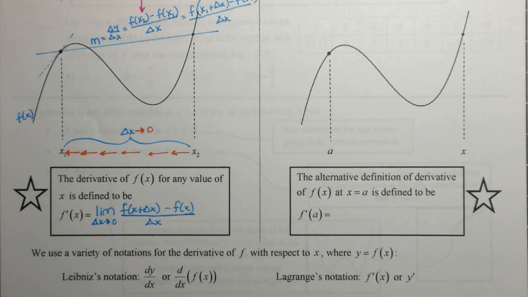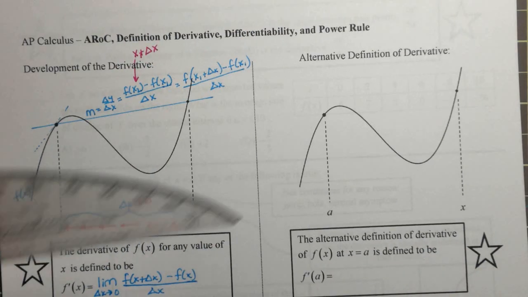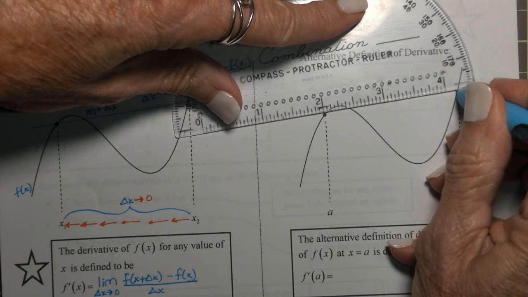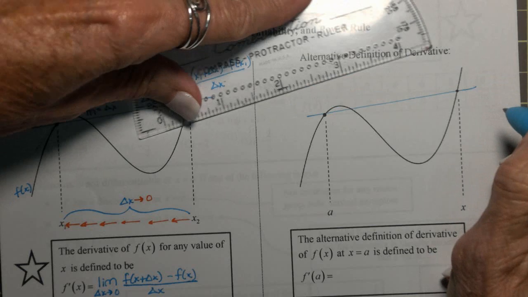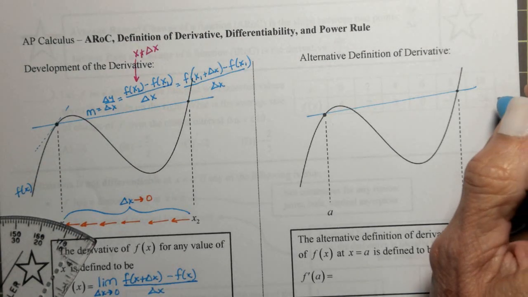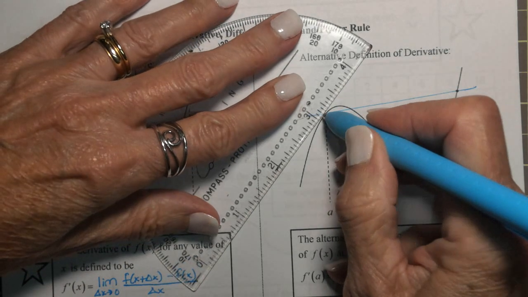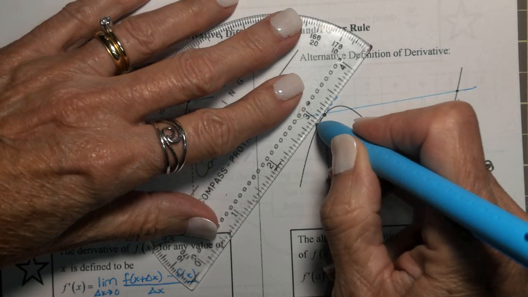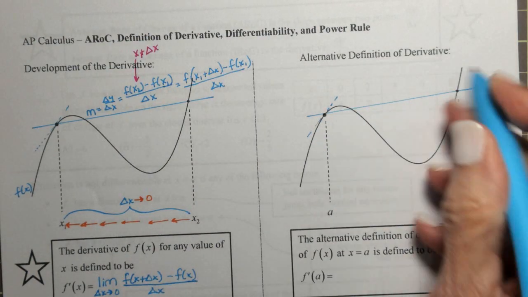All right, now we have the alternative definition of derivative. This one is only valid at a single value of x. Not for any value of x, but for a single value of x. We're going to develop it very similarly. I'm going to begin by drawing that secant line. We would like to get over here to the tangent line, but we're going to start with the secant line.